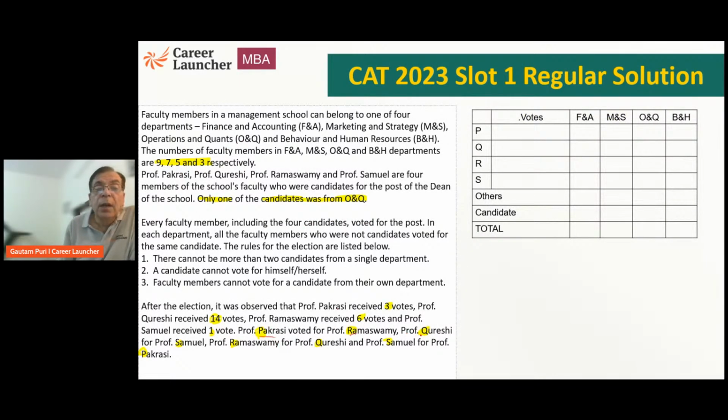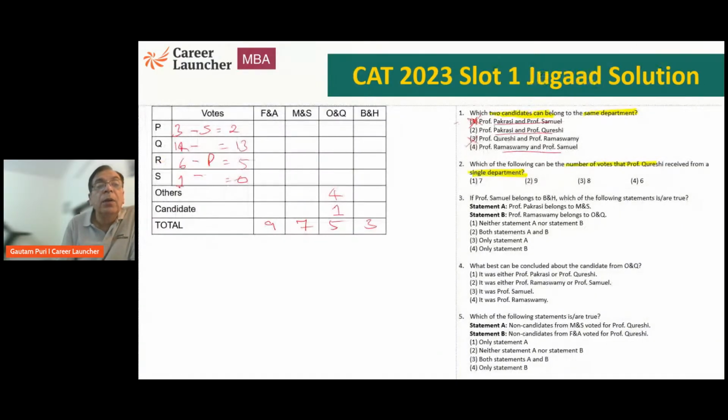Okay. Professor Qureshi voted for Samuel. So PQ, so this should be R. Now the starting point is the same. No one voted for Professor Samuel.